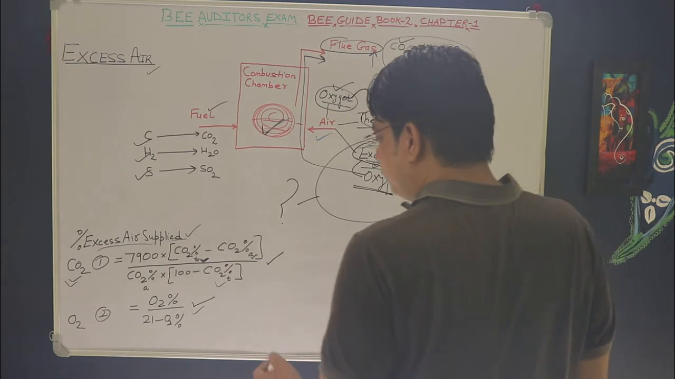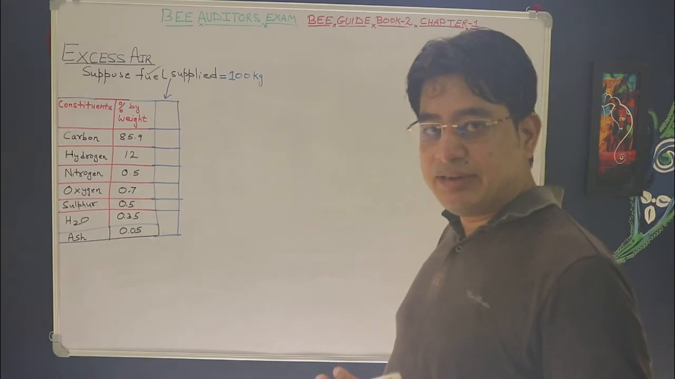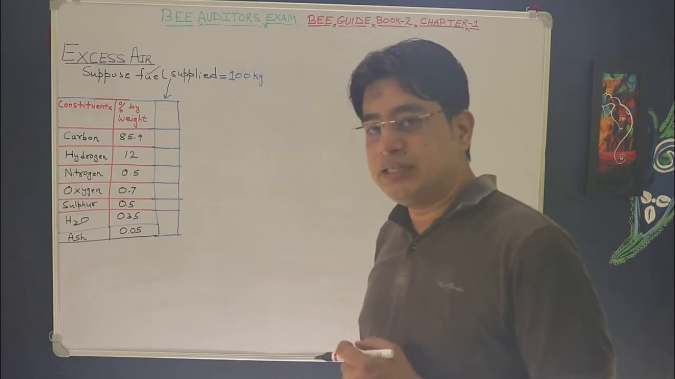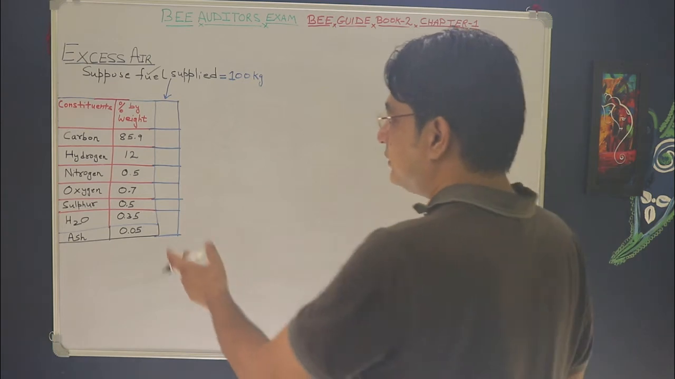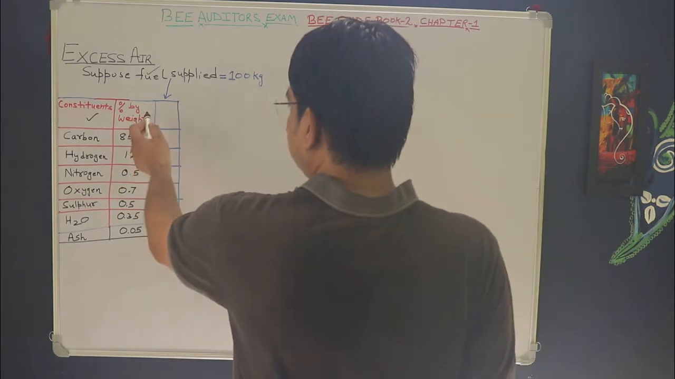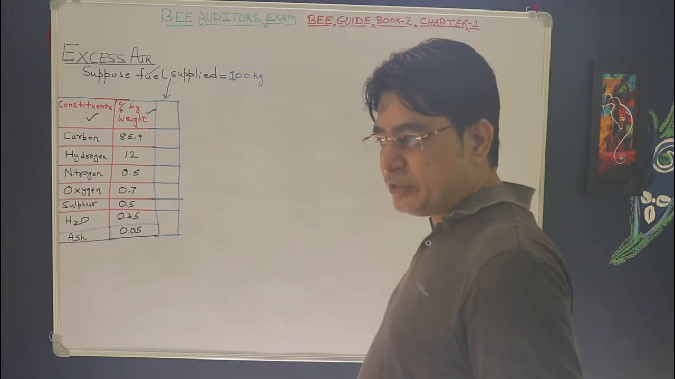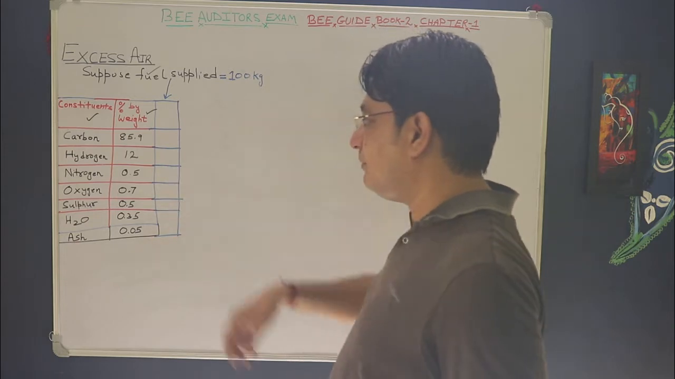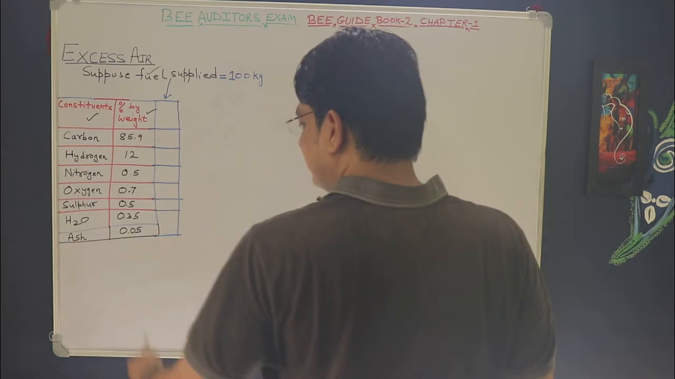Next I will explain how to calculate the value of this CO2 theoretical. So now I will again consider the example which is given in the book, and I have tabulated the data which is given in the question. The first column is the constituents which are there in the fuel, and the second column is the percentage of each constituent by weight. By percentage weight, carbon is present as 85.9%, hydrogen as 12%, nitrogen as 0.5%, and similarly you can see for the others also.